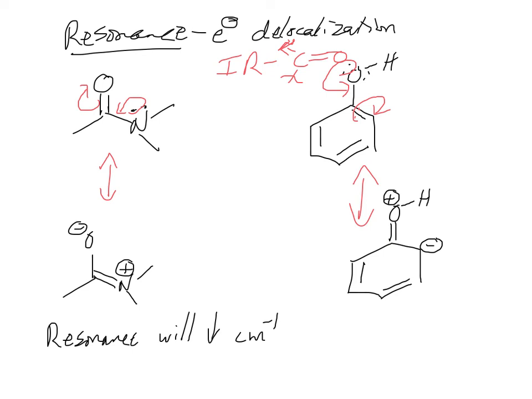So if it was single and now it has some double bond character, what's that going to do to its wave number, its frequency? If it has some double bond character, now it's going to be like a tighter spring versus a regular old normal CO stretch. So in this case, resonance will increase the wave number, versus a normal CO single bond stretch.